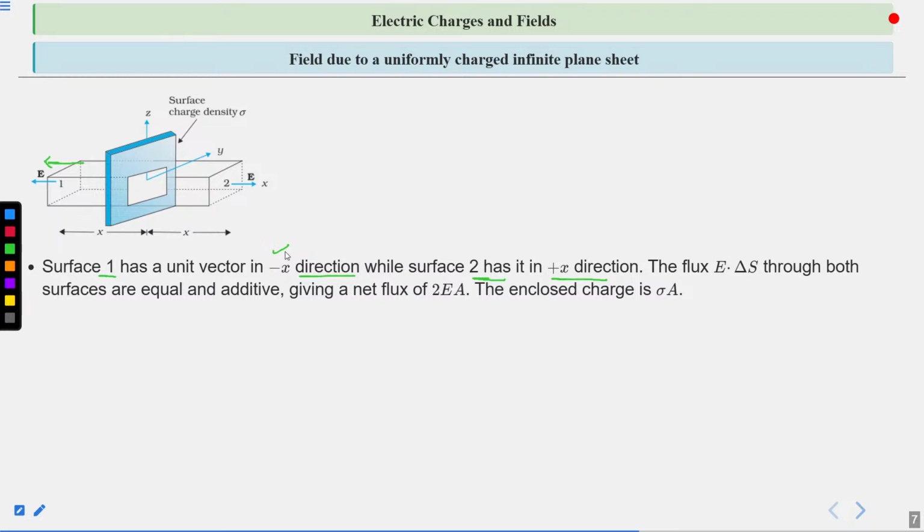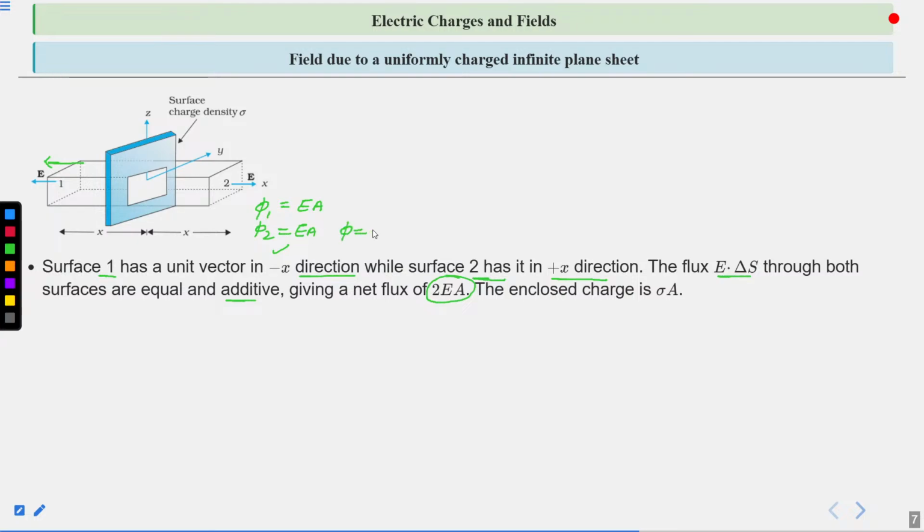Surface first in the negative x direction. So the flux E dot delta S through both surfaces are equal and additive. So total flux is what? E into A, 2E into A. We know that the flux through face one, which we already calculated, is EA, and the flux through the second face is also EA.